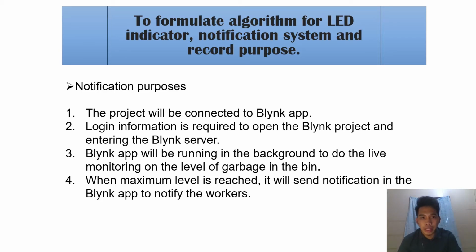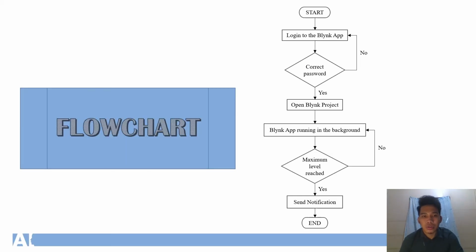Now for the notification purposes, as I mentioned earlier, the project will be connected to the Blynk app. Then the login information is required to open the Blynk project and enter the Blynk server. The Blynk app will be running in the background to do live monitoring of the level of garbage in the bin. When maximum level is reached, it will send a notification in the Blynk app to notify the workers. Now the slide shows the flowchart for the notification purposes.